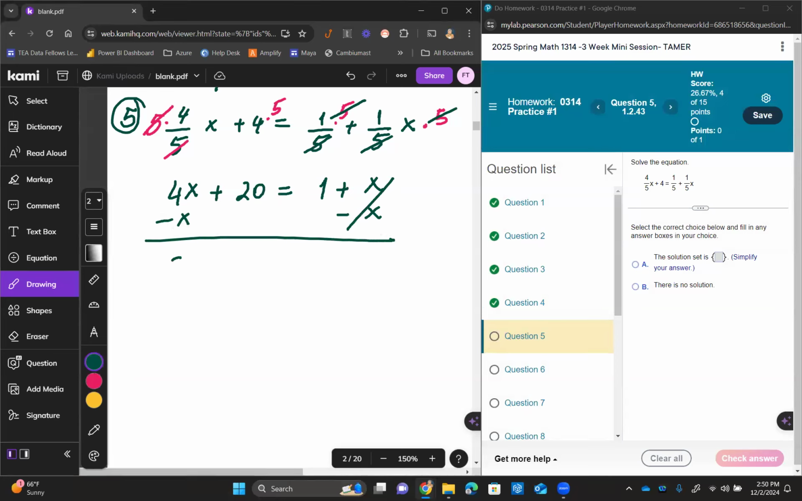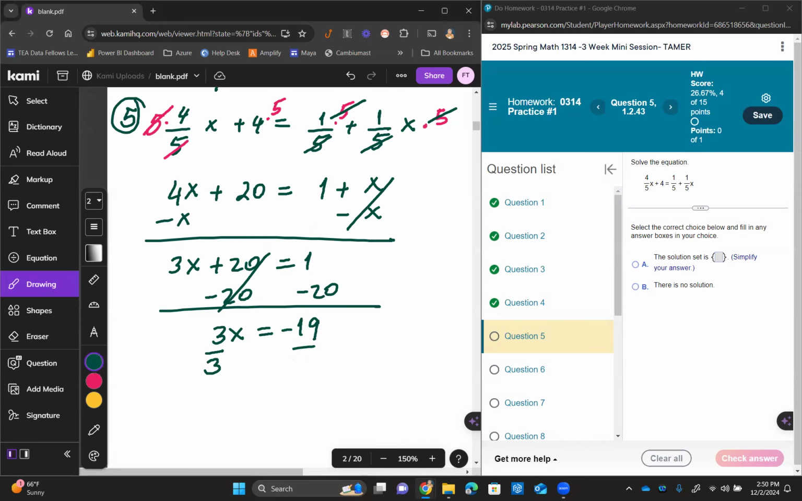So 4x minus 1x is just 3x plus 20 is equal to 1. Now subtract 20 on both sides. 3x is equal to 1 minus 20, which is just negative 19. To isolate the x, now we're going to divide each side by 3. So x will be equal to negative 19 over 3. And this is how I can solve this question.